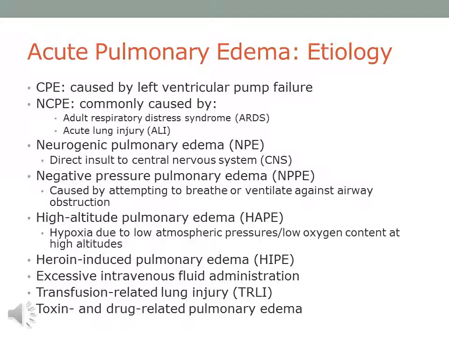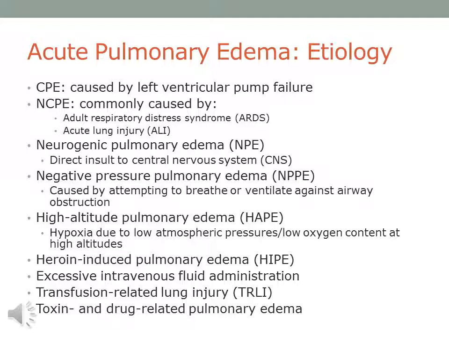Let's take a brief look at some of the etiologies, or the causes, of acute pulmonary edema. First thing we said was CPE, or cardiogenic pulmonary edema. This usually happens because of a left ventricular pump failure. The heart doesn't have the ability to pump the blood effectively, so the body builds up fluid around the lungs, causing pulmonary edema.